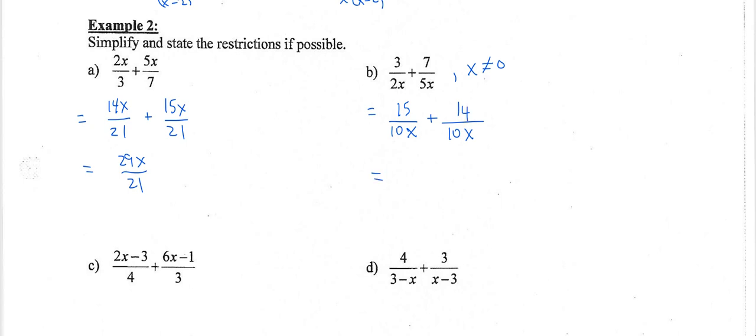Now I have the same denominator, so I can add up the numerators, write it over the denominator, and I'm done. The last thing is to restate the restrictions. You're always going to state the restrictions as soon as you see them. Then you can do the work, and then you have to restate them with your final answer.